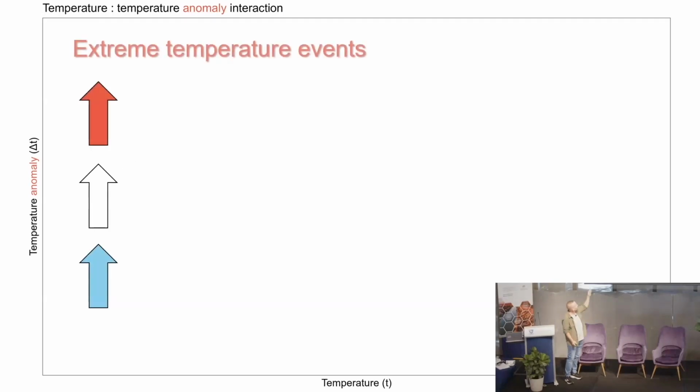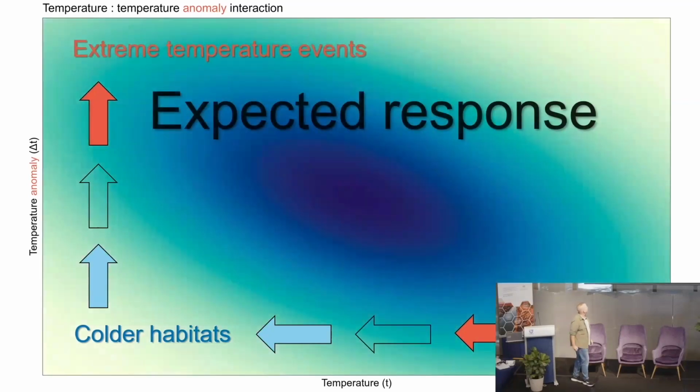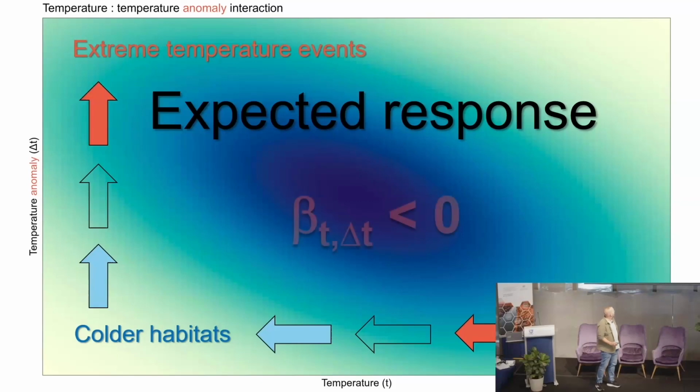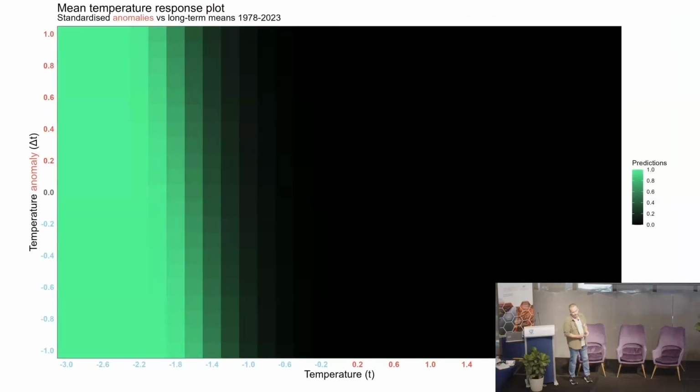Well, what we see is as we get more and more extreme temperature events, what we're expecting to see is species responding by moving into colder habitats. The interaction surface between those two things would look something like this, some sort of negative interaction surface. And obviously if we fit models, we want to see this coefficient being negative, and that's what we're talking about here.